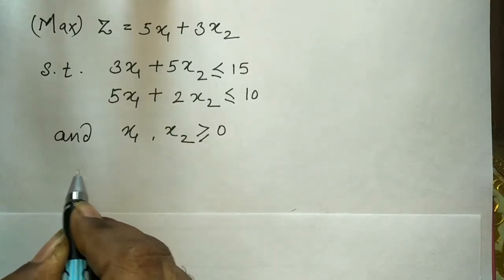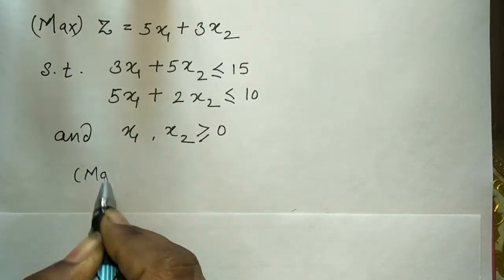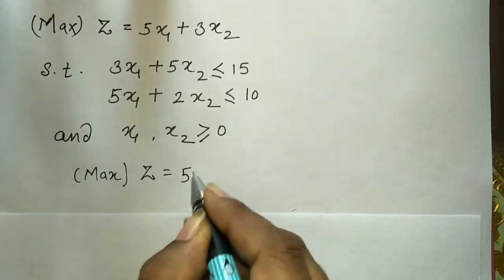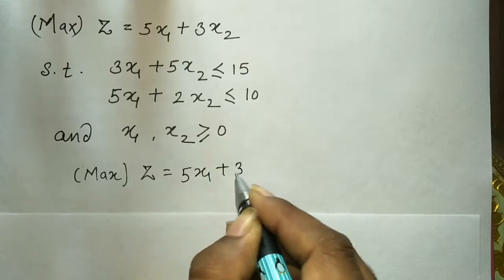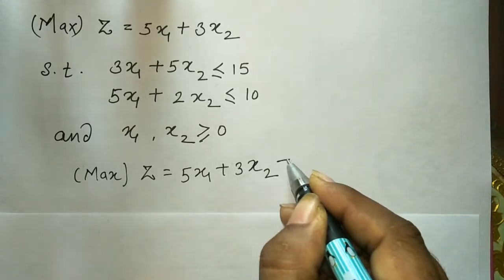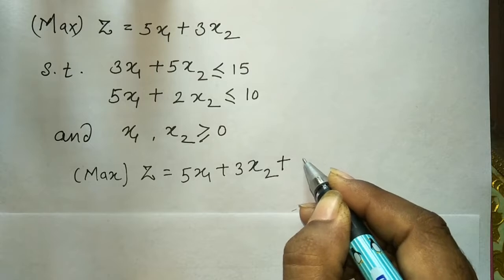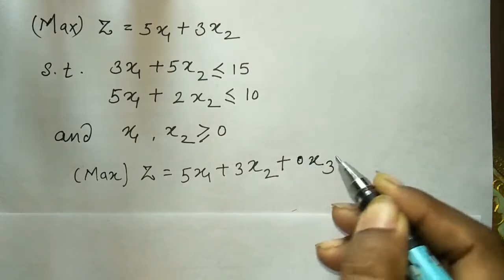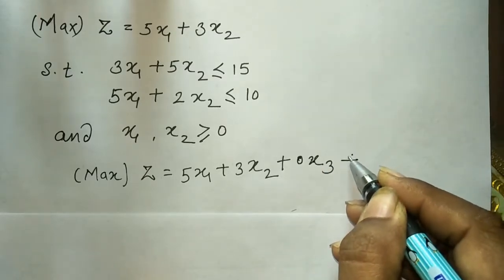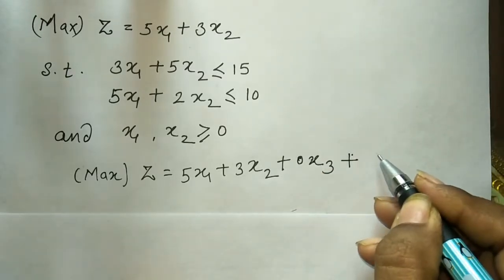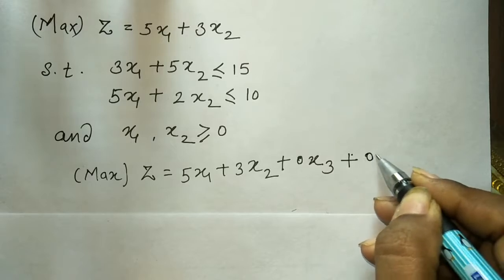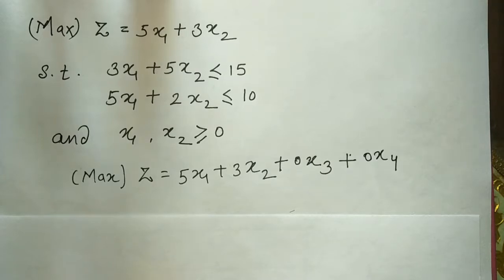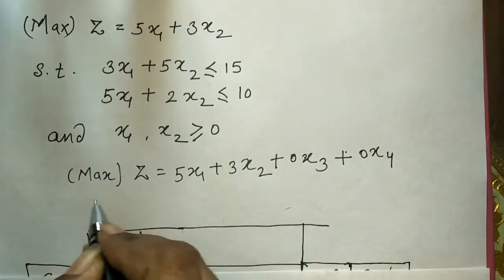So the objective function will be maximize z is equal to 5x1 plus 3x2 plus our first slack variable x3, and coefficient of x3 is 0. So 0x3. Second slack variable, coefficient of that slack variable is also 0. So this is 0x4. This is our second slack variable.